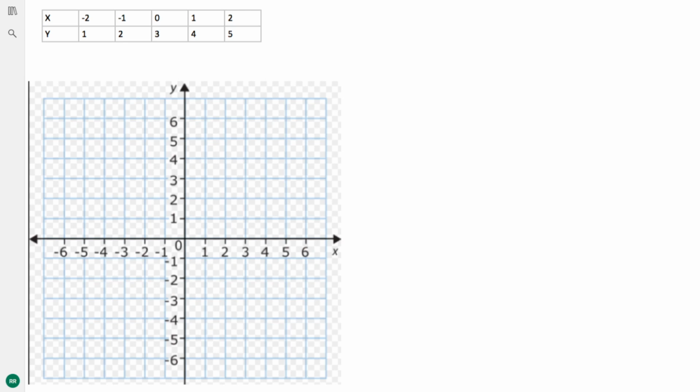This time they heard what we were saying about the oranges and they didn't want us to go pick our own oranges, so they gave us the points. Since they're so nice to us, let's start plotting these points. -2 and 1.